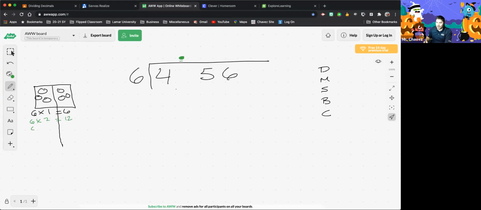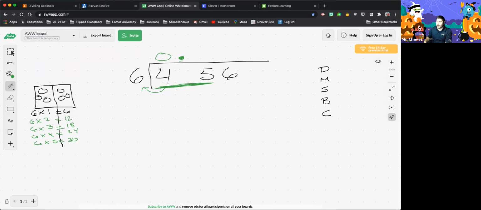6 times 2 is 12. 6 times 3 is 18. 6 times 4 is 24. And 6 times 5 is 30. So really quick, 4, is it bigger or smaller than the 6? It's smaller. Again, remember, we can't do it. It's like us trying to subtract. We can't do 4 minus 6. That's impossible. If it's smaller, you can't do it. So we put a 0. We need to borrow. We come over here.